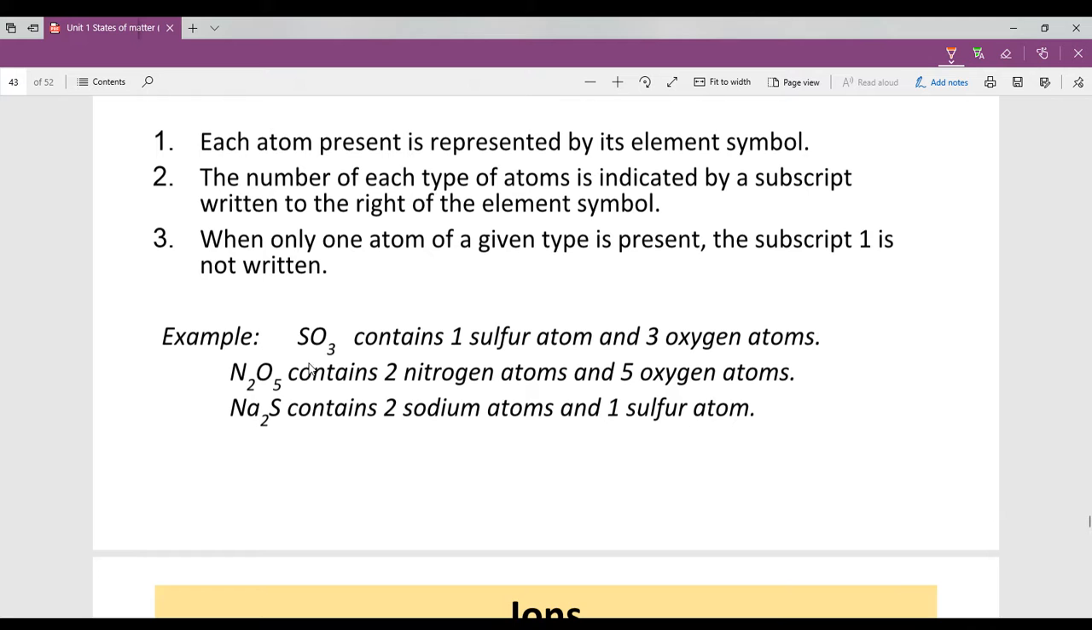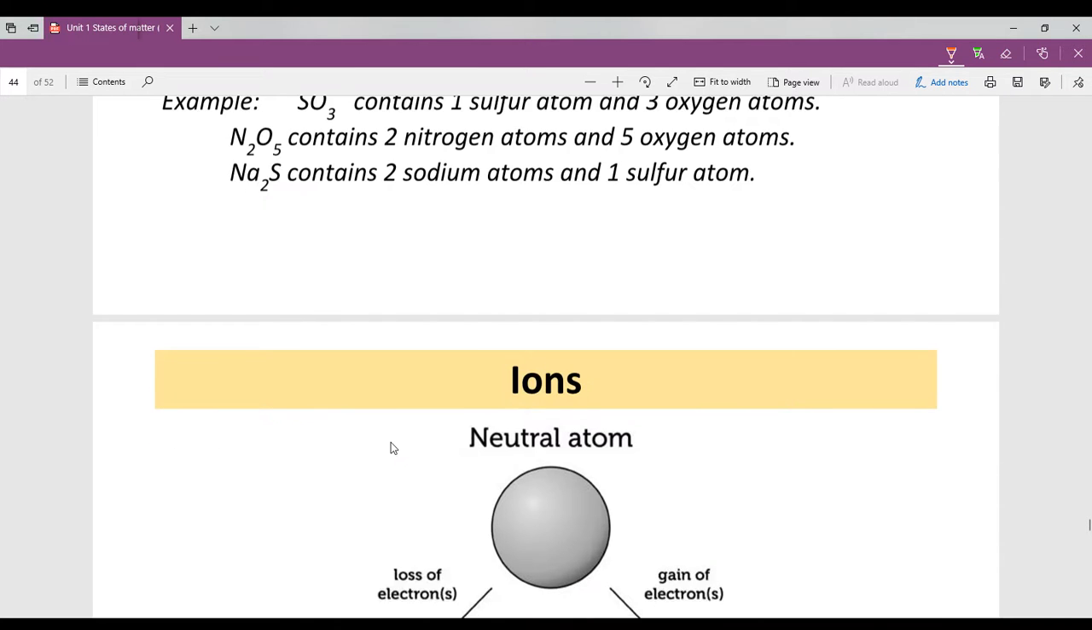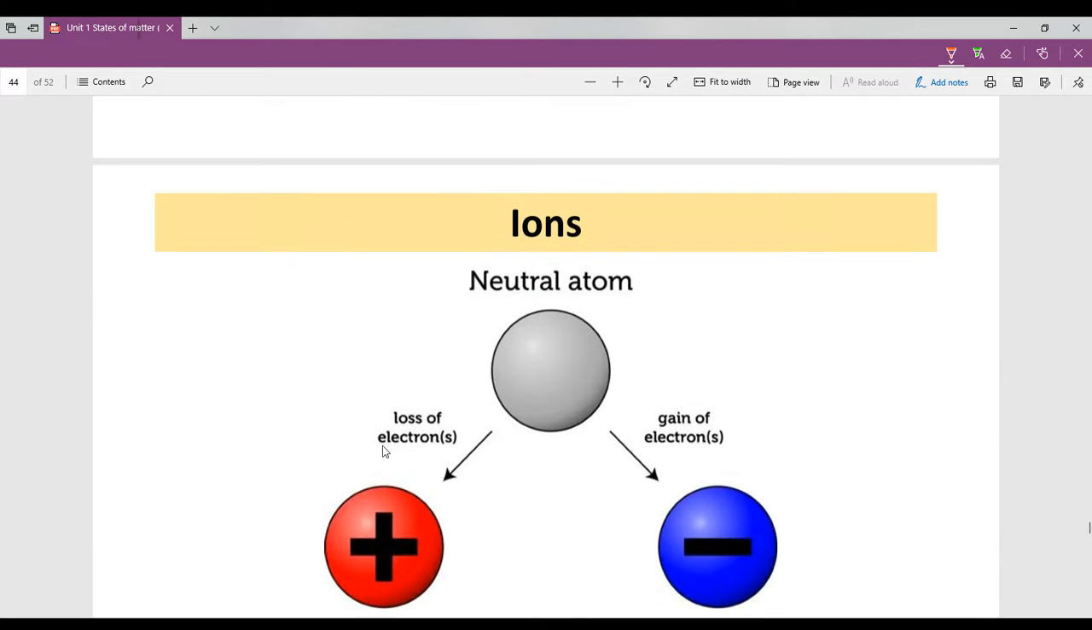You see, we write the 3 on the lower right hand corner of oxygen because that indicates only oxygen has 3 atoms. And then N2O5, that means that you have 2 nitrogen and 5 oxygen. Okay, so sodium sulfide here, you have 2 sodium and then 1 sulfur. Okay. And the last thing here is the ions.